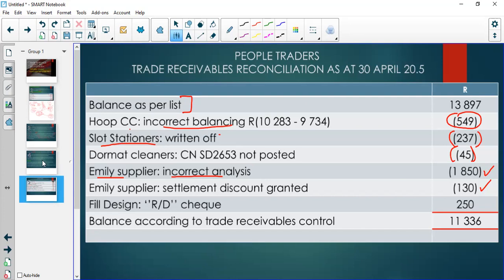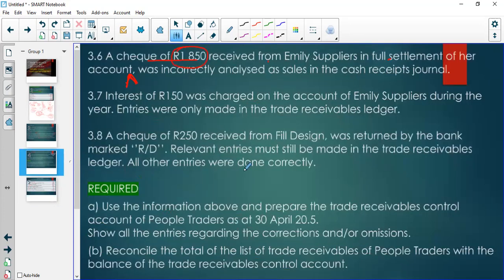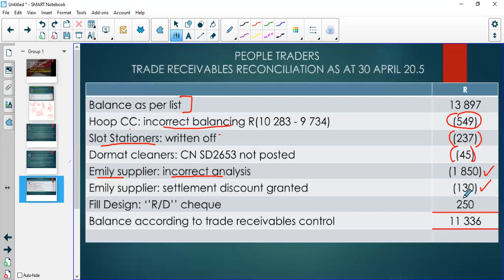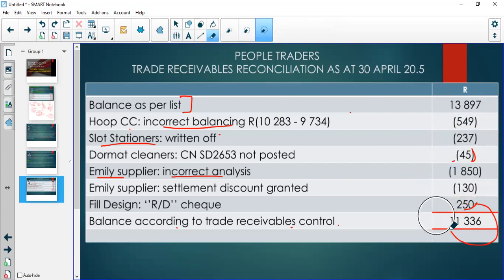But then we have that guy, if you remember that. So we thought he had paid, but actually, so when we thought he had paid, we reduced his account by 250. But now we realize he hasn't. We have to reinstate it. So we are reinstating the 250, we are adding it. So now the balance according to the trade receivables control should agree with the balance per list. So this is an example where you will use brackets, but sometimes they don't give you brackets where you say when you subtract, you put in brackets. When you add, you do not put in brackets.